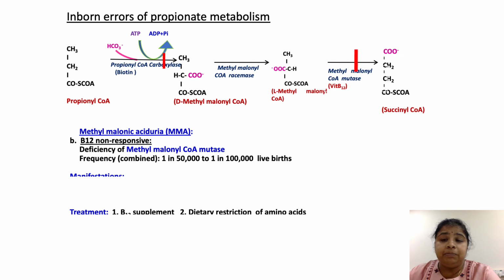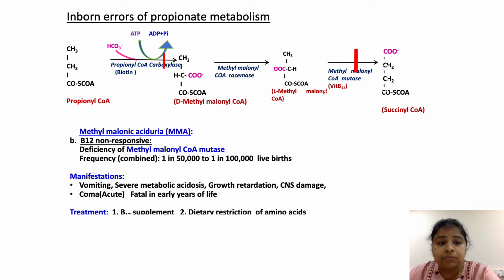Here it manifests as growth retardation, CNS damage, and it is a fatal disorder. Again, supplementation of B12 and dietary restriction of those amino acids which lead to formation of propionic acid will be the treatment.